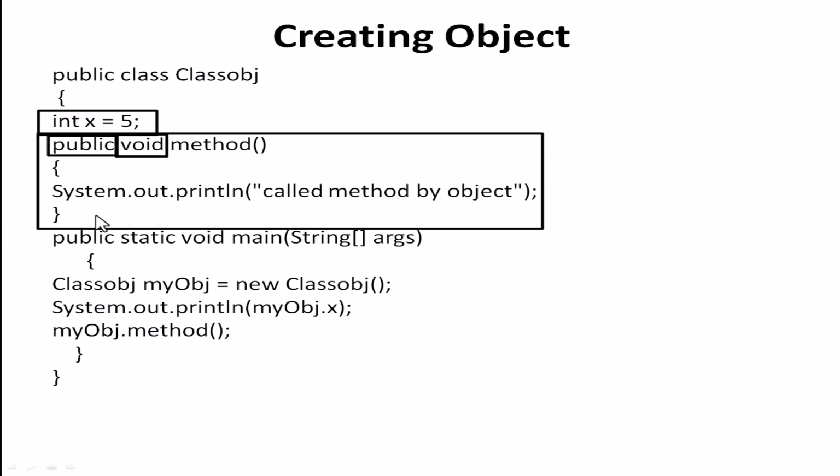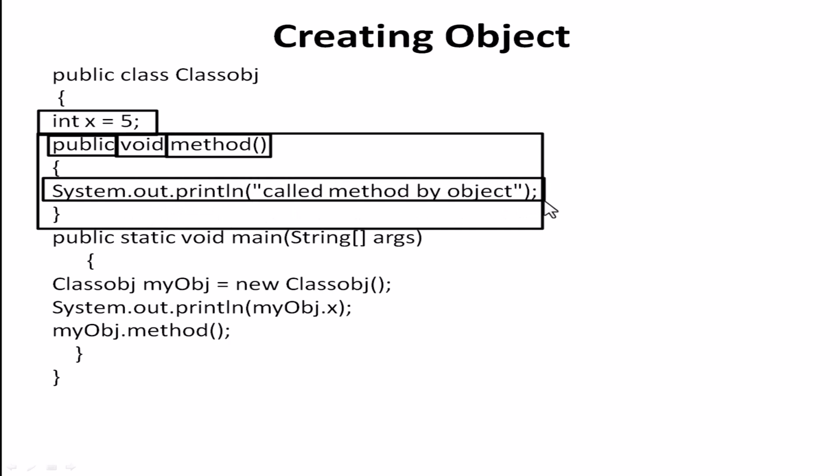Here you have not written anything, because you have used void. The name of the method is method. Now here you are going to print a statement, system.out.println, called method by object. Now here we are going to write this particular declaration part outside the main.